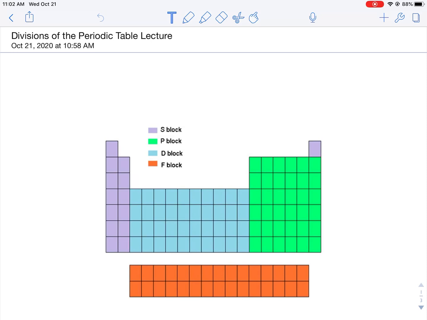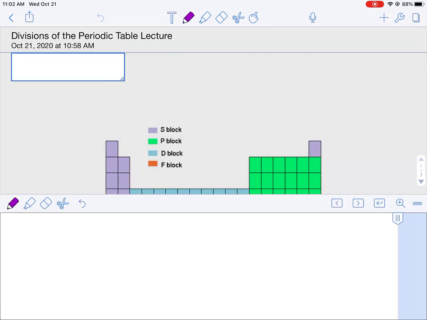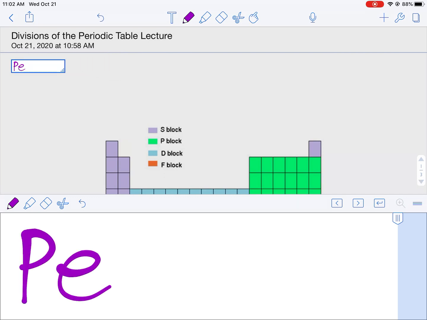Hi! Today's lesson is about how we can divide the periodic table in a number of ways. Before we get started, let's please review two important vocabulary words that we learned last lesson.